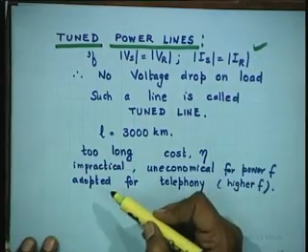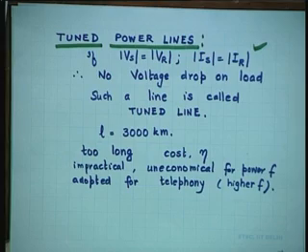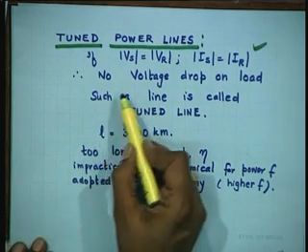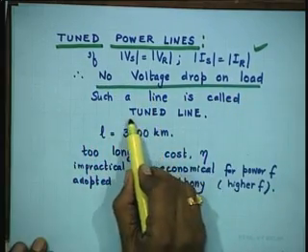It is not only voltage, the magnitude of current as well should be equal, because magnitude is equal in the normal case anyway, it is supposed to be equal. That is what flat voltage start is all about. All voltages throughout the system are supposed to be nearly the same, because all equipment is rated at a given voltage, but current also the same. That makes it a special case, and such a line is called a tuned power line. That means no voltage drop on load. Such a line is called a tuned line.